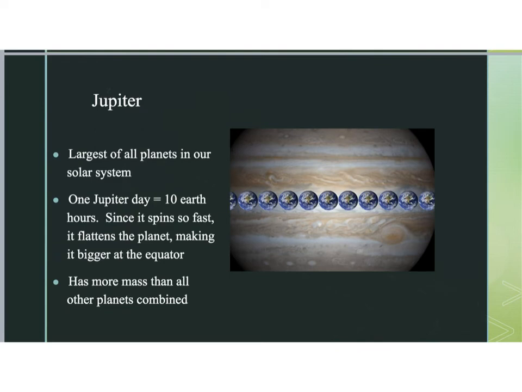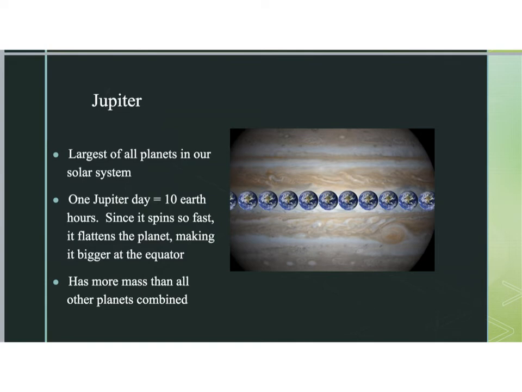So in between Mars and Jupiter, there's a large asteroid belt. Mercury, Venus, Earth, and Mars, those are the four inner, more rocky planets. And then getting out now to the more gaseous planets. Jupiter is the largest of all planets in the solar system. One Jupiter day is 10 Earth hours. Okay, so this planet is huge and it is spinning fast. So there are 2 Jupiter days in less than 1 Earth day.